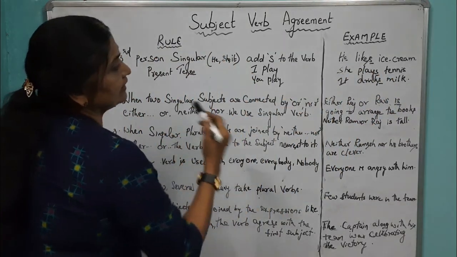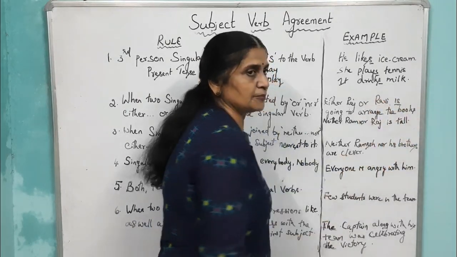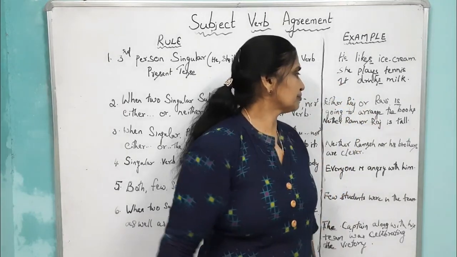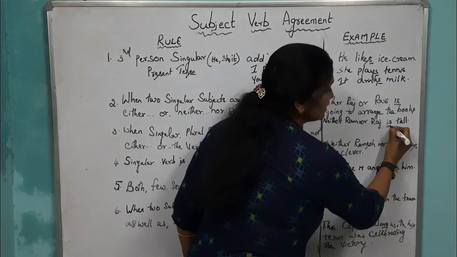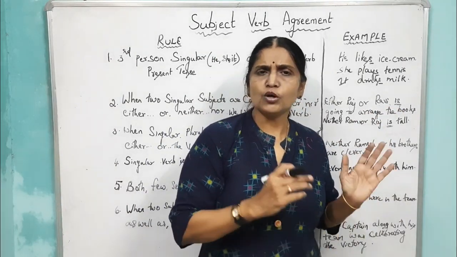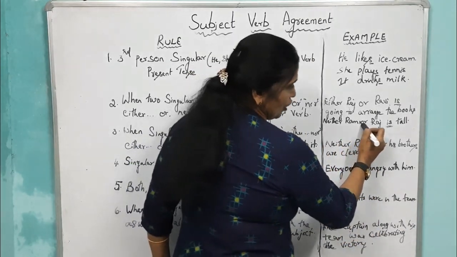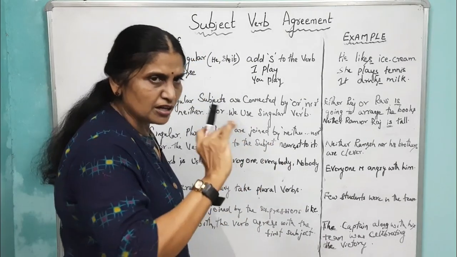In the same way, neither...nor: Neither Ram nor Raj is tall. Here also we are using the singular verb is. What is the meaning of this sentence? Both of them are not tall.